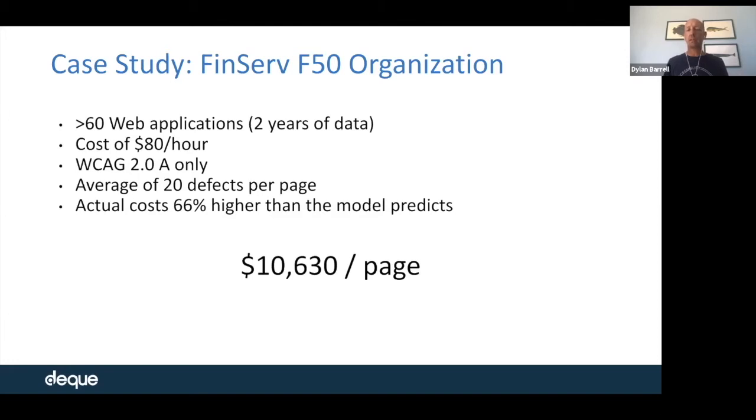So once again, remembering that this is WCAG 2.0 level A, that amounted for them to about $10,630 per page, which is a lot of money. This is just WCAG 2.0 level A.